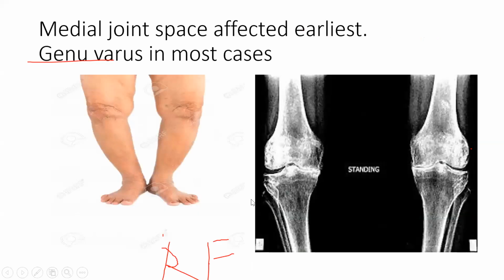See this joint, the medial joint space has completely gone. This is bone on bone appearance, there is no cartilage in between. On the lateral side you see there is some cartilage amount. So the medial joint space is the most commonly affected, the earliest affected. The muscle affected is vastus medialis obliquus. Vastus medialis is affected, medial joint space decreases.